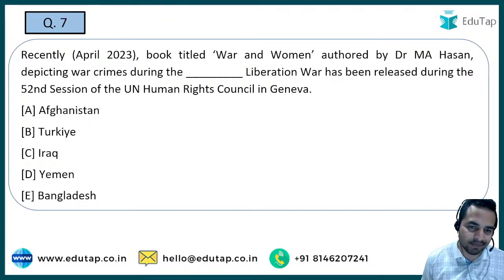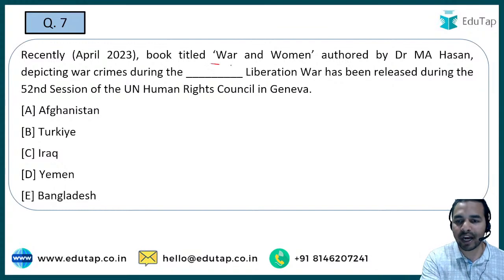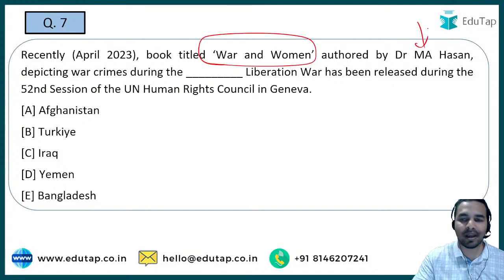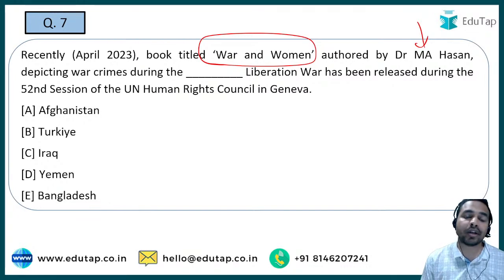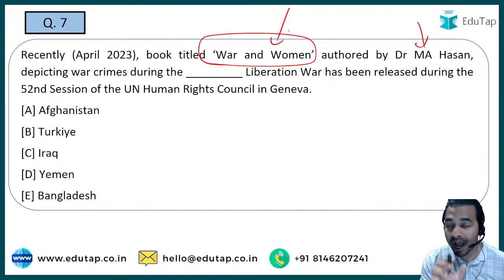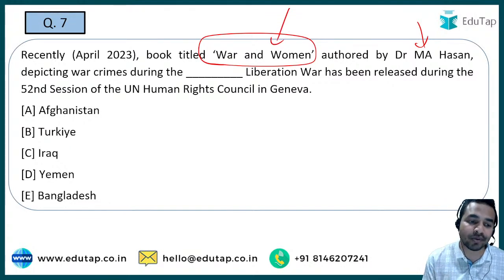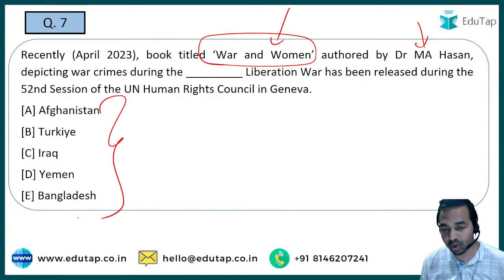So guys, recently the book titled War and Women, which was authored by Dr. M.A. Hassan, depicting the war crimes during the Liberation War. See guys, Liberation War was basically held. लिबरेशन वॉर हुआ था एक कंट्री के अंदर और उसके ऊपर उसको डिपिक्ट करते हुए इस बुक टाइटल को यहां पर लॉन्च किया है. और आपके सामने क्वेश्चन ये है कि ये जो लिबरेशन वॉर हुआ था ये कौन सी कंट्री के अंदर हुआ था.